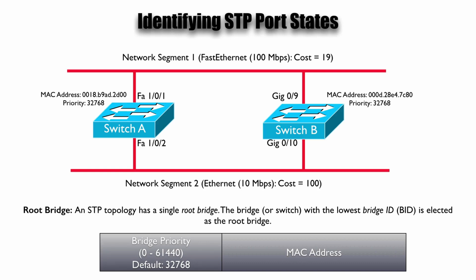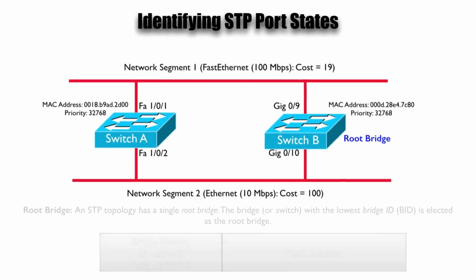The lowest bid, the lowest bridge ID becomes the root bridge. And if we're all set at the default priority, that means the lowest MAC address is going to become the root bridge. Well, take a look at this topology on screen. Who has the lowest bid? Well, the priorities are equal. They're at the default settings. So we look to see who has the lowest MAC address. And 000, the first three hexadecimal digits in the MAC address for switch B, that's less than 001 on switch A. Switch B, therefore, is our root bridge.